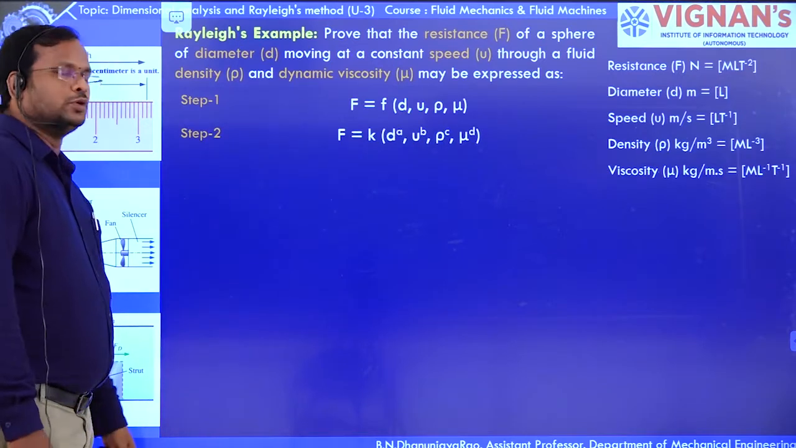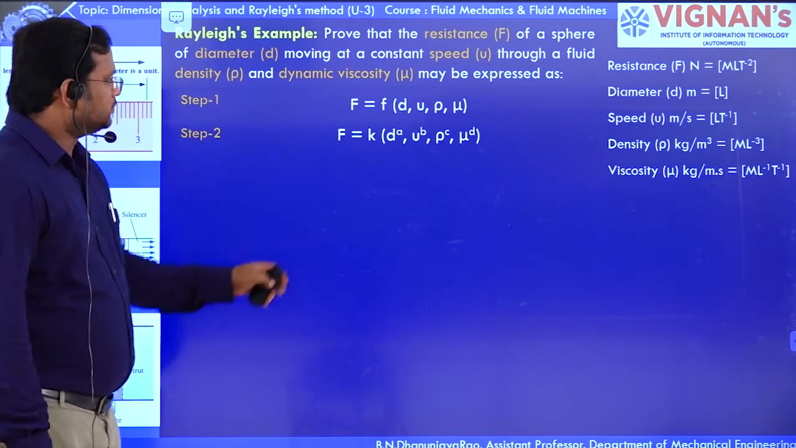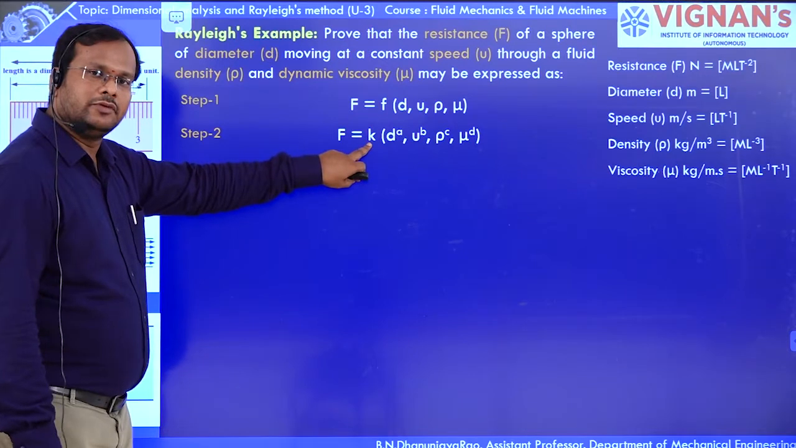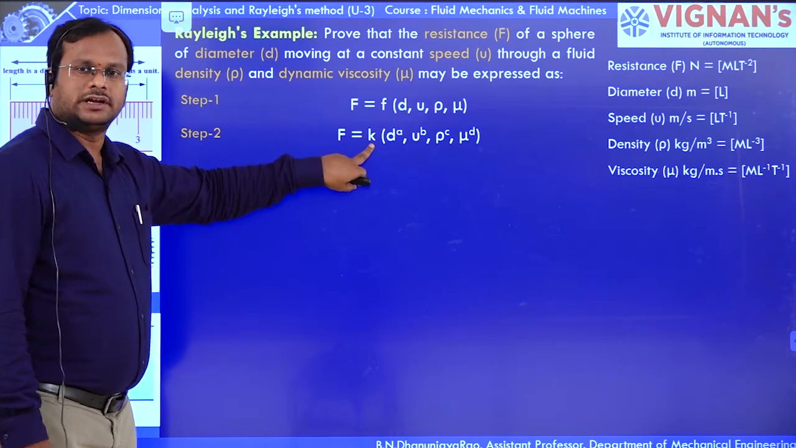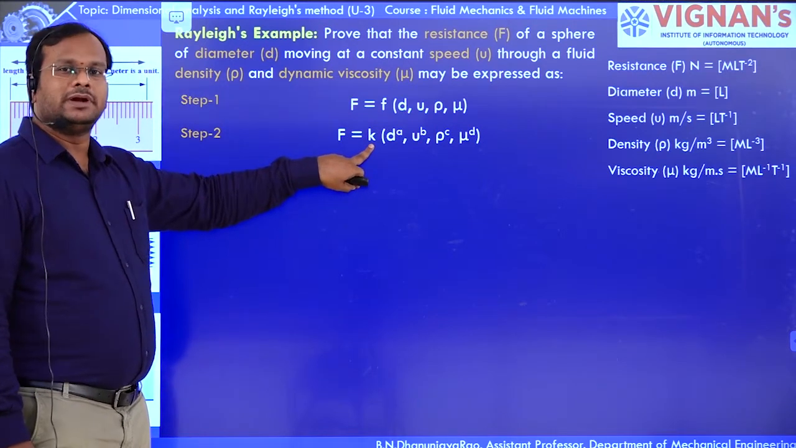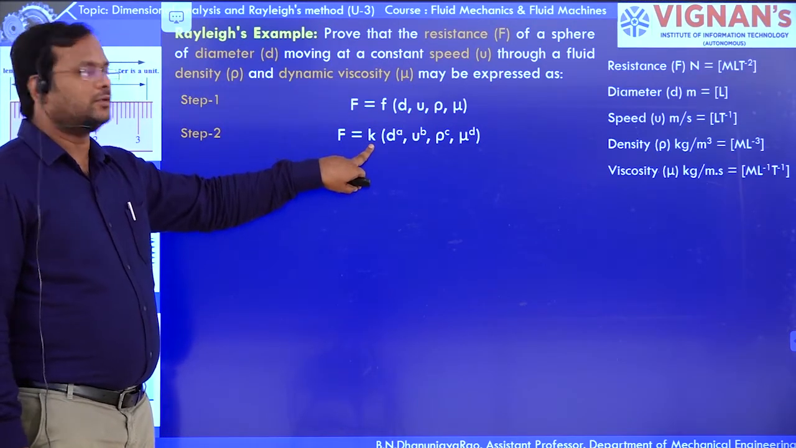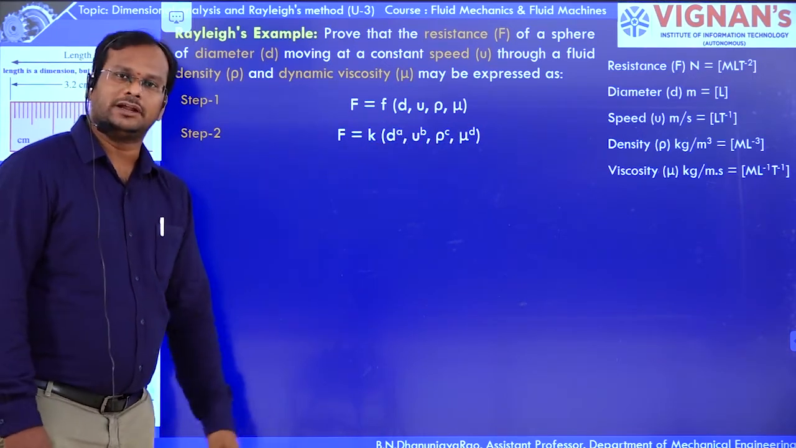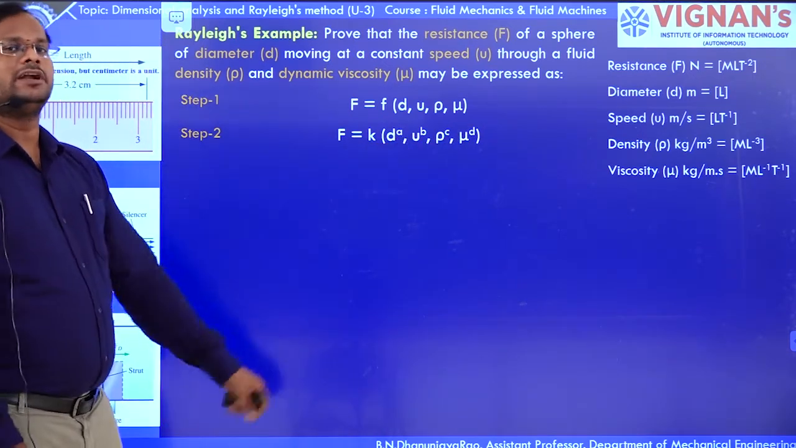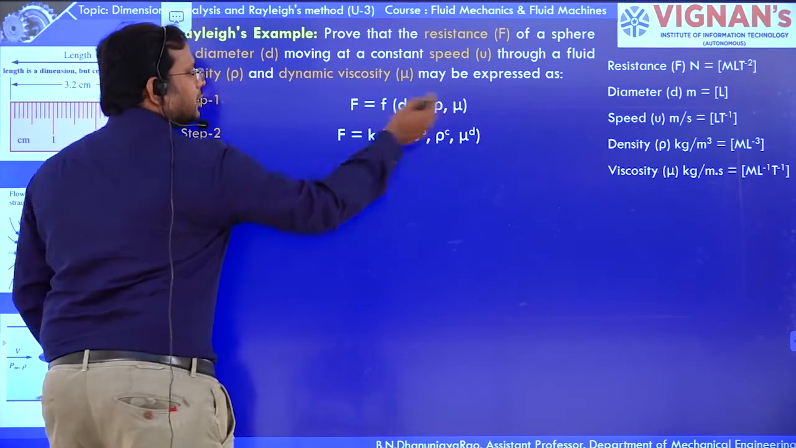There is step 2. F is equal to, we need to assign a constant. K is a constant and we need to assign arbitrary powers to those variables. What are those arbitrary powers? a, b, c, d are the arbitrary powers. We are assigning arbitrary powers to all the variables.